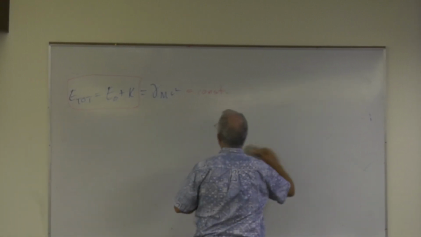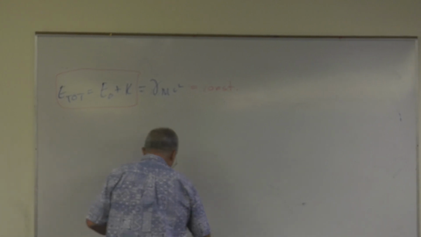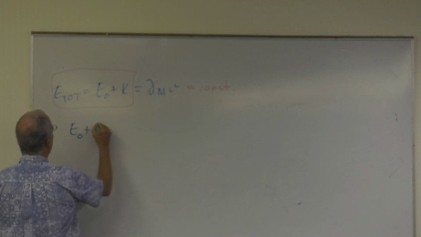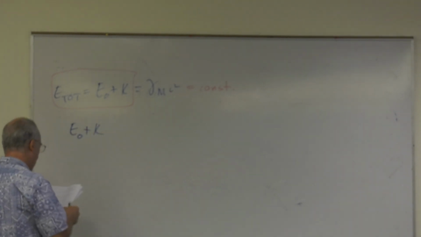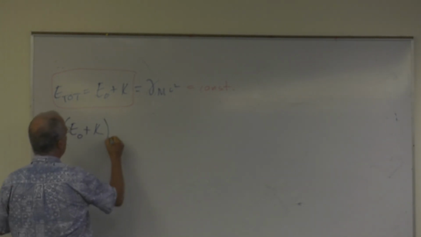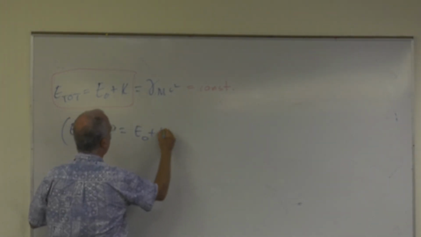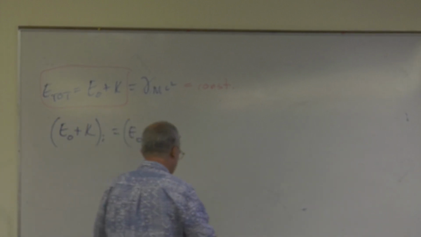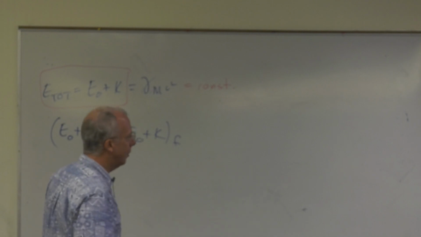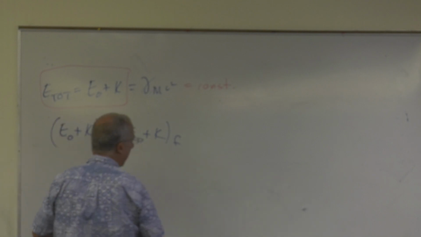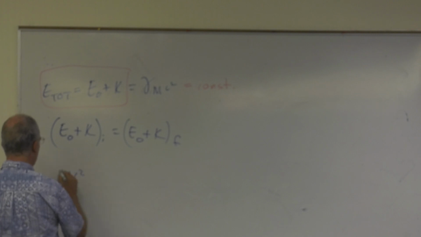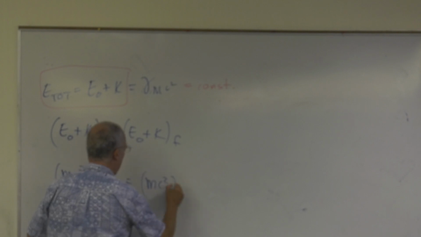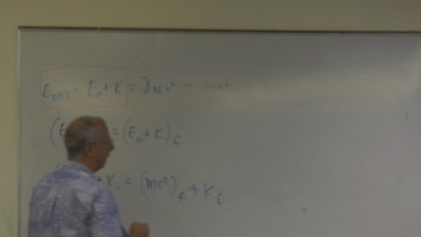And this is what we did when we studied energy. So we have E0 plus K is constant, right? It's constant. So we can say E0 plus K initial equals E0 plus K final, because it's always constant. You'll see that's useful. Okay, what's E0? It's mc squared, right? So we have mc squared initial plus K initial equals mc squared final plus K final.